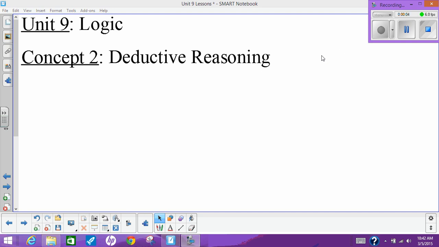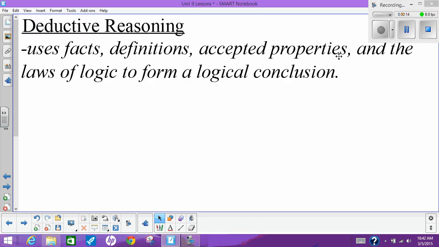So we're back here to talk a little bit more about conditional statements and some reasoning that you can do based on conditional statements, and we call it deductive reasoning. So first of all, what is deductive reasoning? It's a type of reasoning, a thought process, where you use facts, definitions, properties, and some laws of logic, which we'll talk about, to make conclusions.